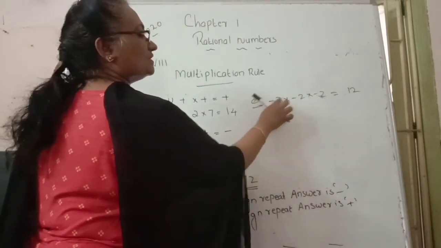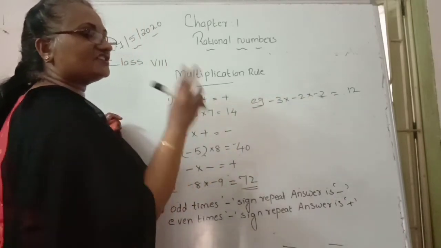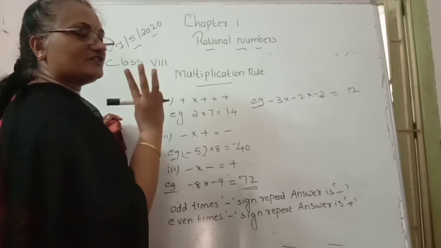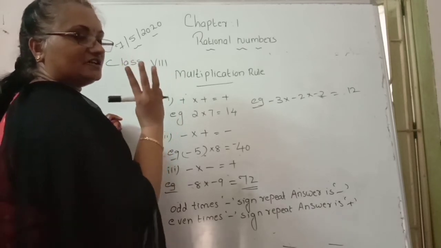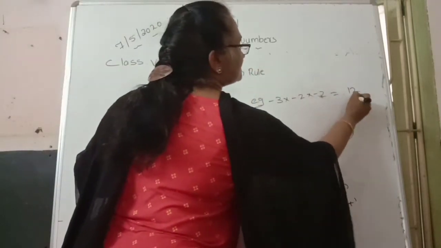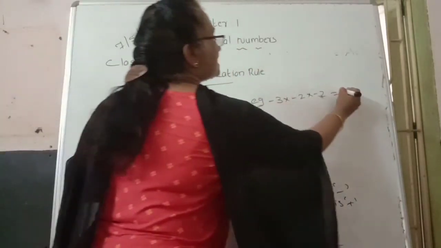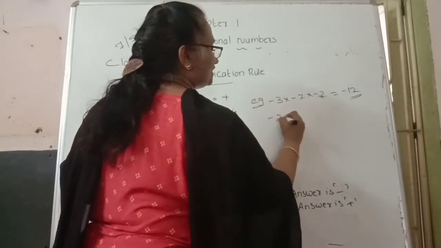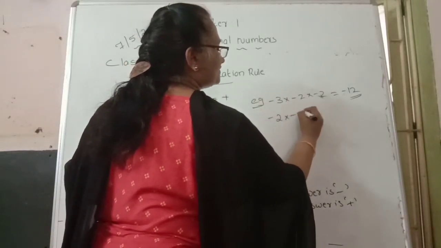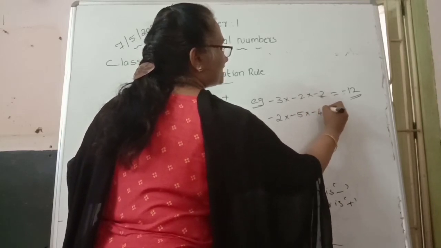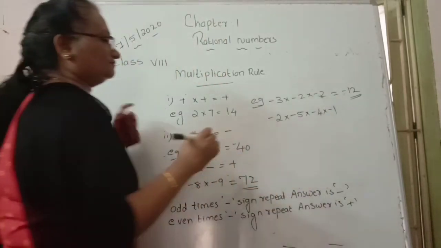Then here, how many times is the minus sign repeated? 3 times the minus sign is repeated. Is 3 odd or even? First we think: 3 times means 3 is an odd number. That's why our answer becomes negative. Then one more example: minus 2 into minus 5 into minus 4 into minus 1, like this.